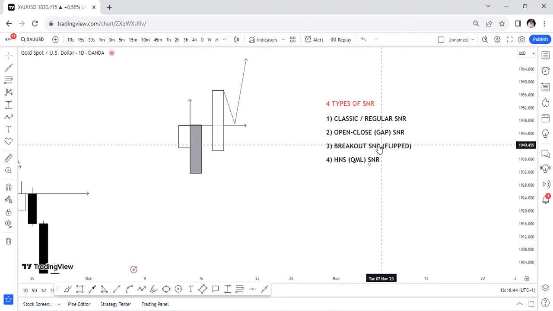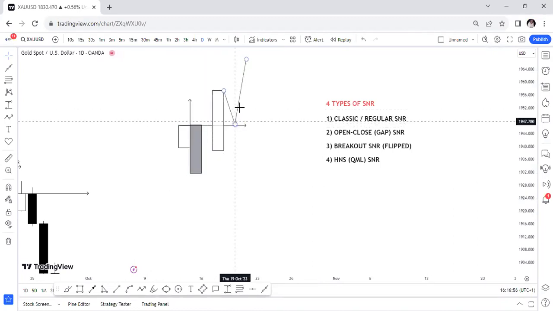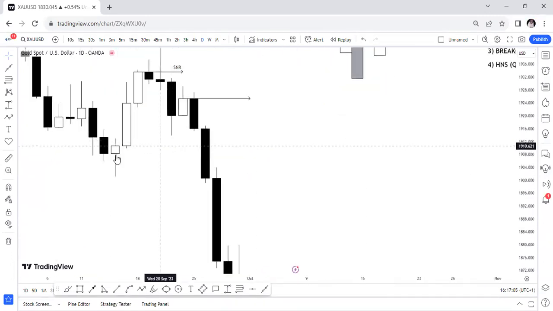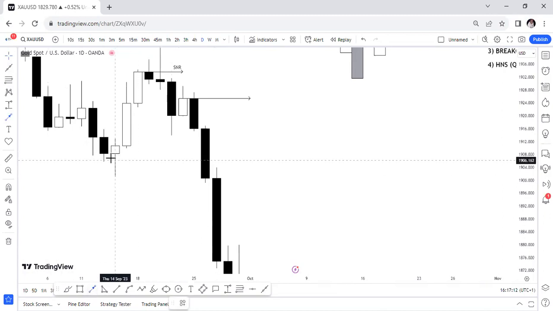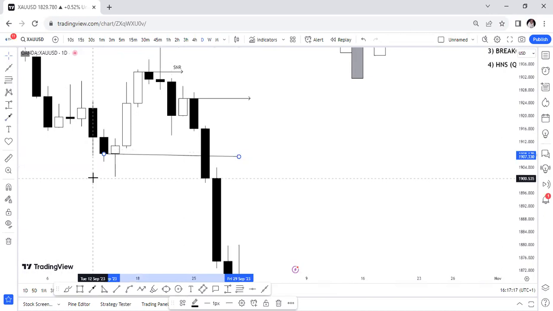How we call it flip is because you flip it. If it was a resistance that was breaking through, it now turns to what? It now turns to a support level. So resistance here now turns to a support level. That's why we call it a flipped SNR. So you flip resistance for support. If it is support and you see a breakthrough out of it, that means you flip a support for resistance. If price breaks through like this, for example, you flip it for resistance.